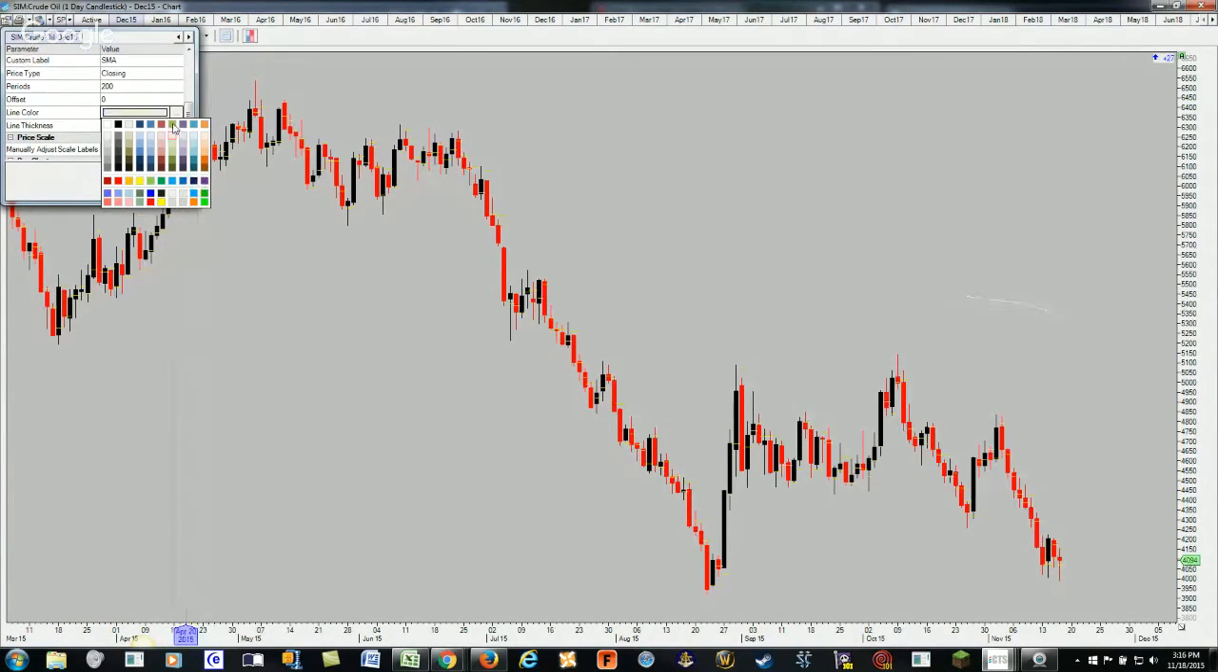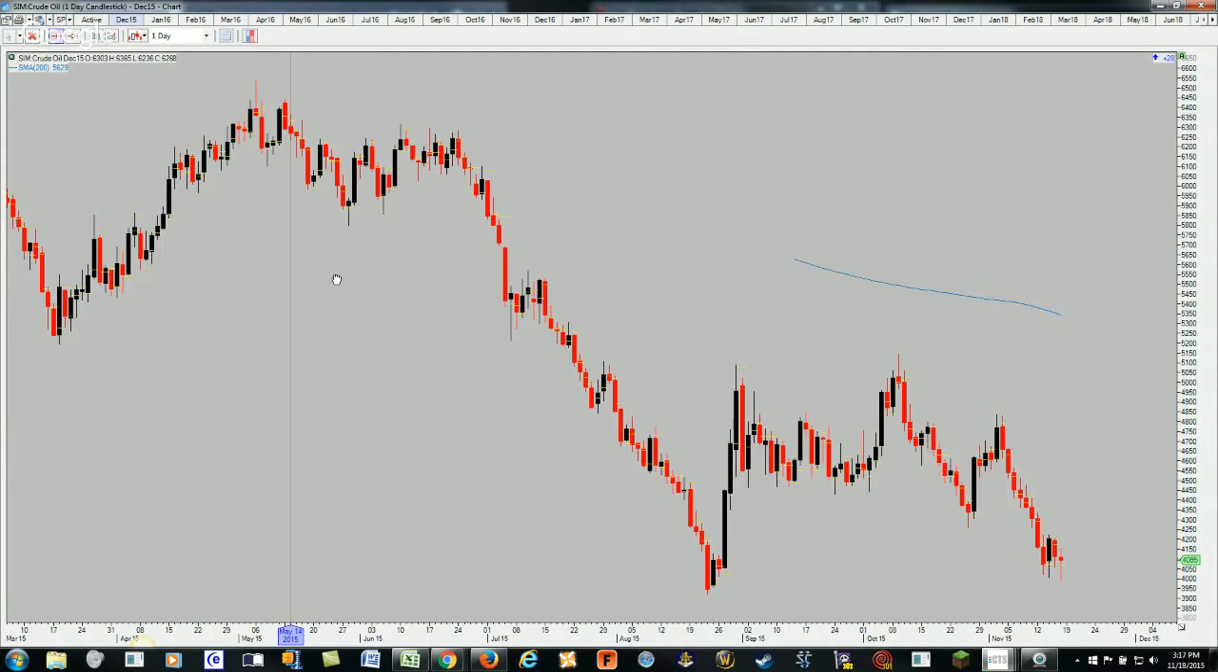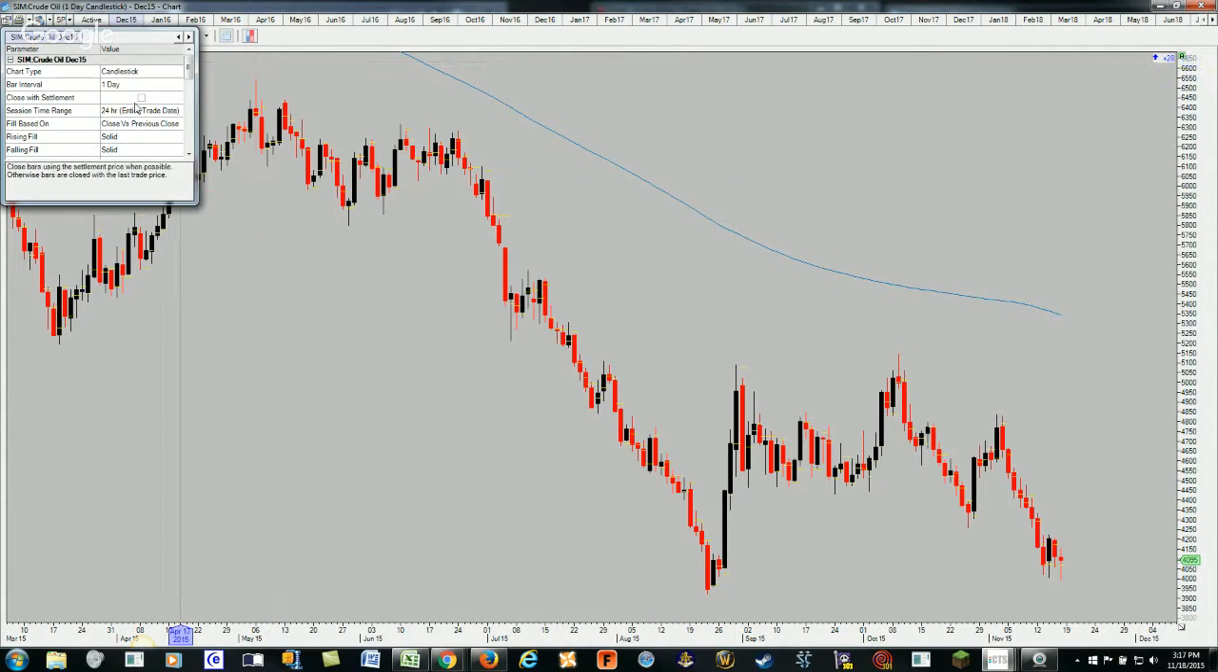I prefer to see it in a darker color. So we can go with this. We can go with anything you want. You go with blue, dark blue, you name it, you can go with it, and you just add it to the charts. And the other thing that I want to do is make the properties a little bit bigger so that I can see it.